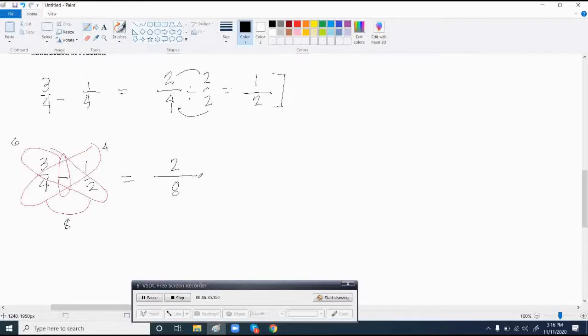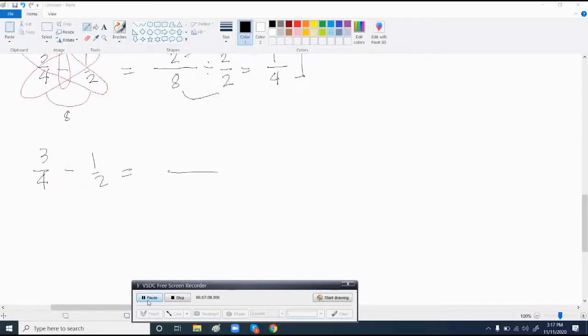Again, a piece of advice: if your sum or your difference can still be simplified, try to simplify it by finding a common factor. The common factor of 2 and 8 will be 2. So 2 divided by 2 will give you 1. 8 divided by 2 will give you 4, and that is your final simplified answer.